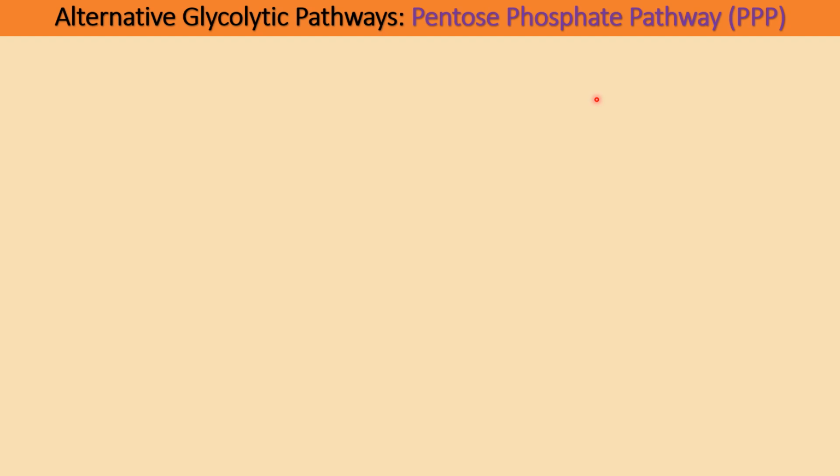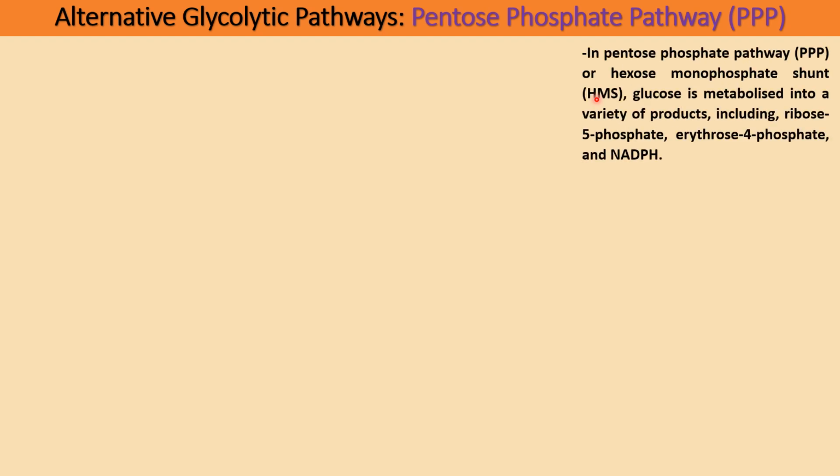Now, let us look at the alternative glycolytic pathways apart from the primary glycolytic pathway. The first alternative glycolytic pathway is the pentose phosphate pathway, as we already mentioned earlier. The pentose phosphate pathway, which is also called the hexose monophosphate pathway, is a metabolic pathway in which glucose is metabolized into a variety of products, including ribose 5-phosphate, erythrose 4-phosphate, and NADPH. These intermediates are used for many anabolic processes such as lipid and nucleic acid synthesis, as well as glucose synthesis from carbon dioxide in photosynthesis, and some amino acids.